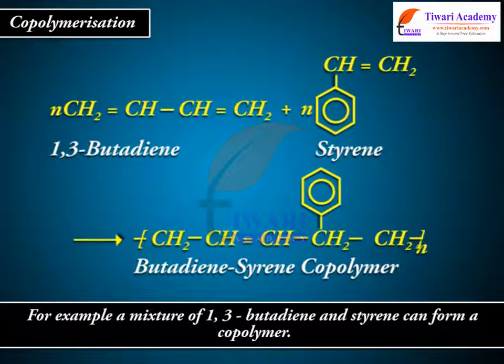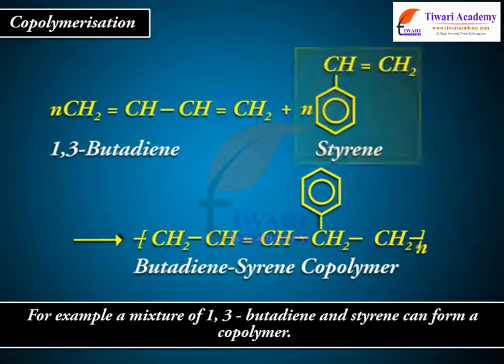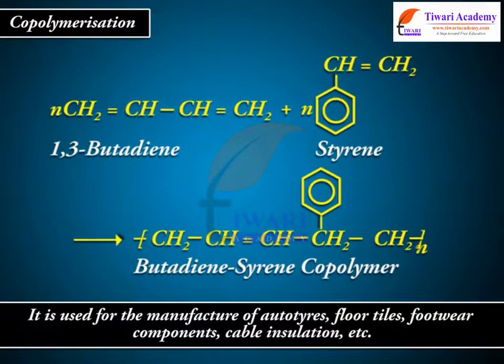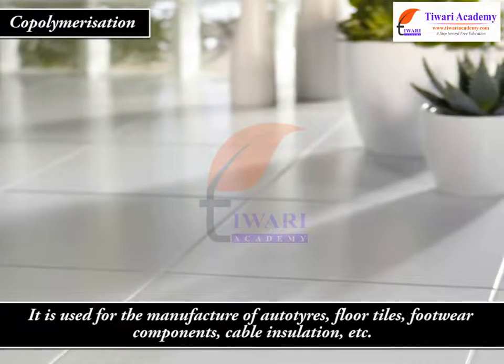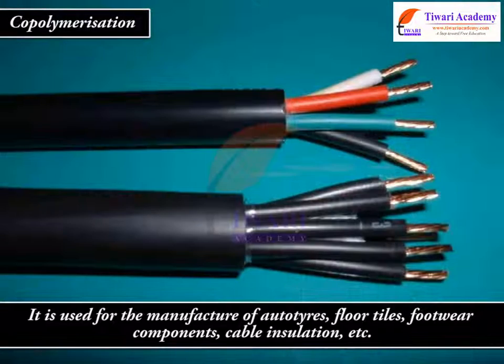For example, a mixture of 1,3-butadiene and styrene can form a copolymer. It is used for the manufacture of auto tires, floor tiles, footwear components, cable insulation, etc.